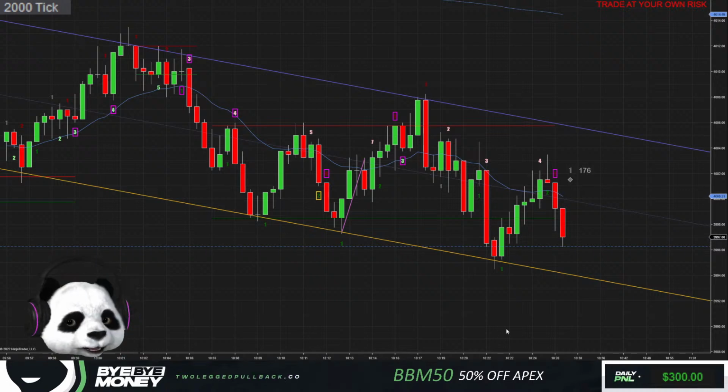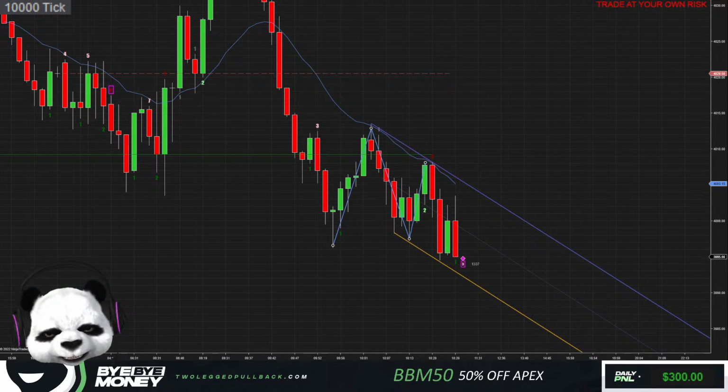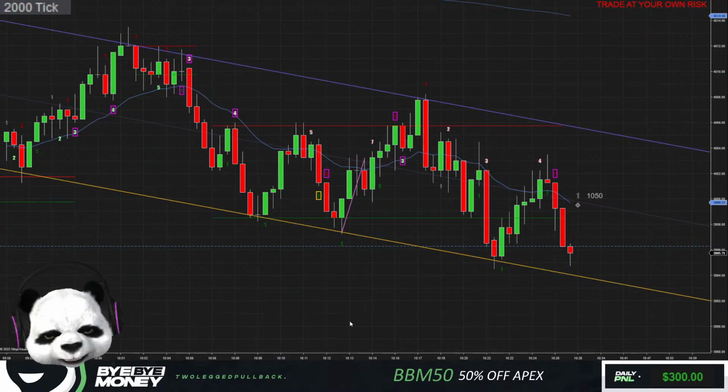Getting a trap trade on the 10,000 tick chart to go downwards, absolutely incredible here. There's no remorse for the bulls here. The bulls just got crushed. Right, he's trying to reverse that, got absolutely crushed right there. Made an outside bar reversal.